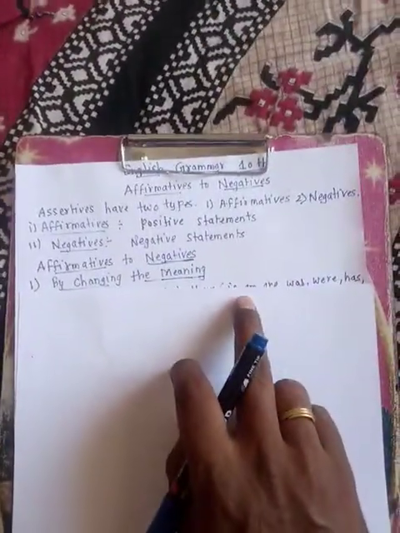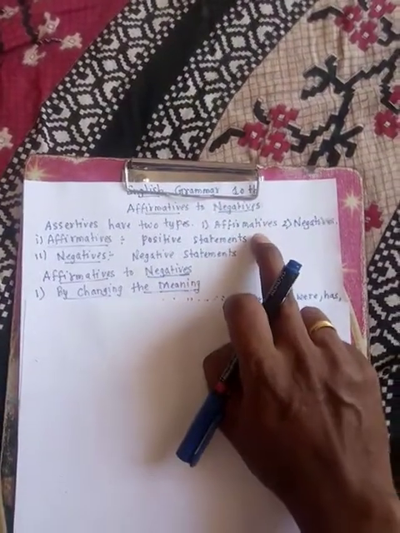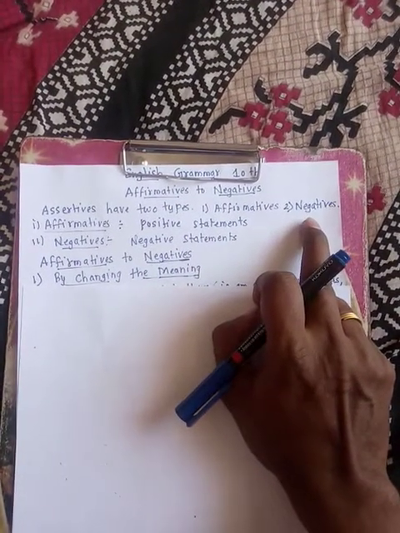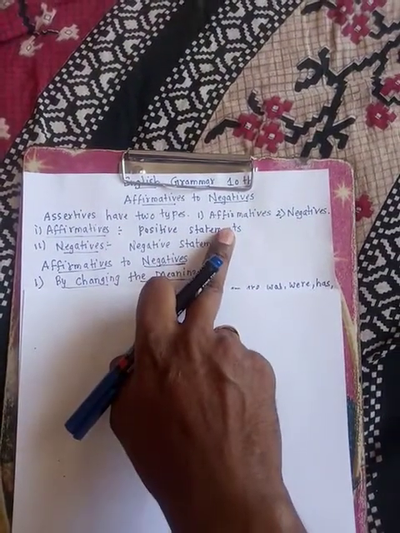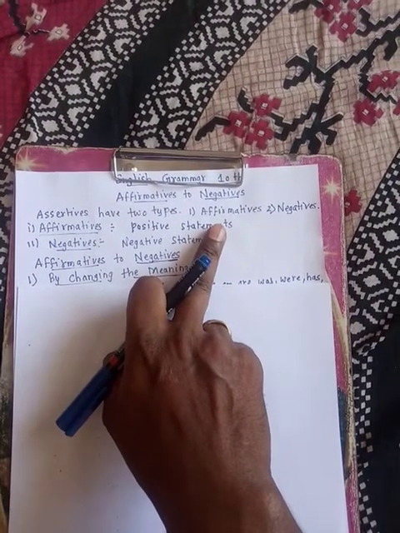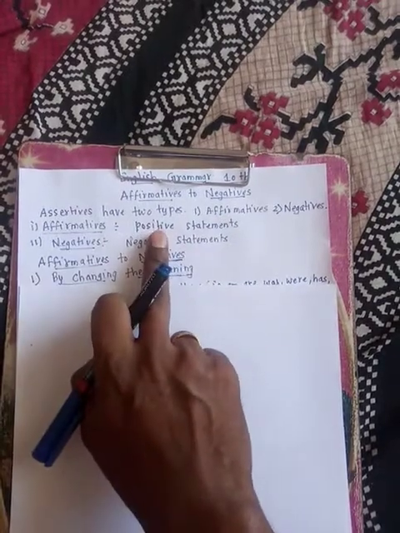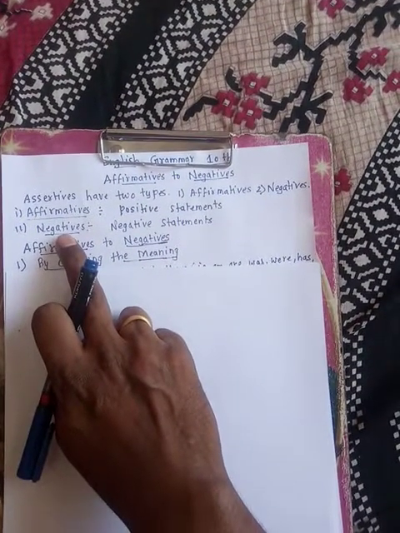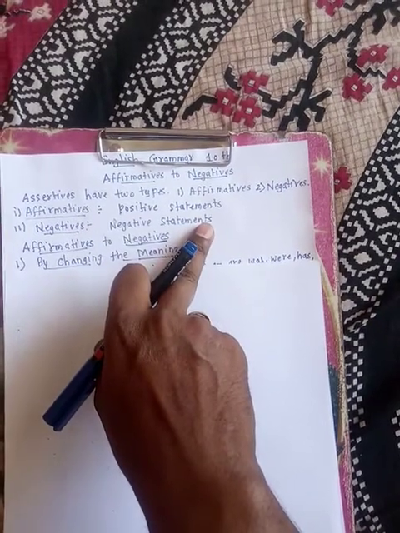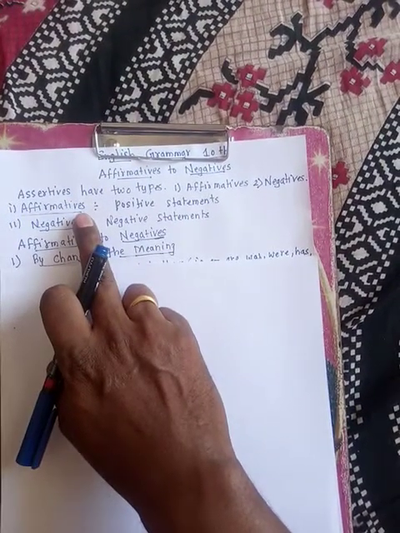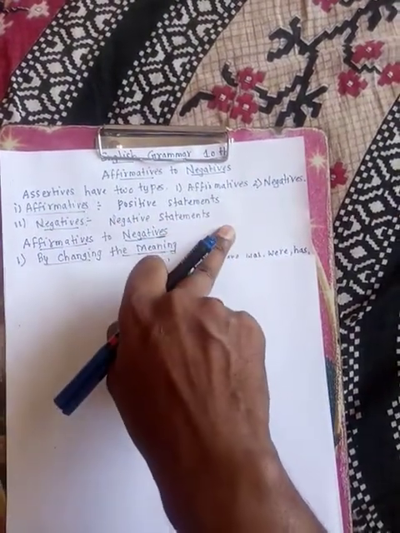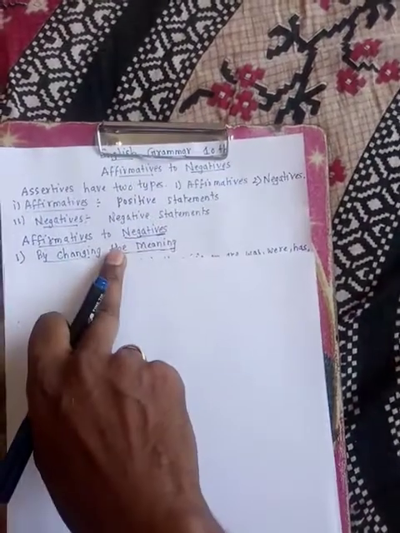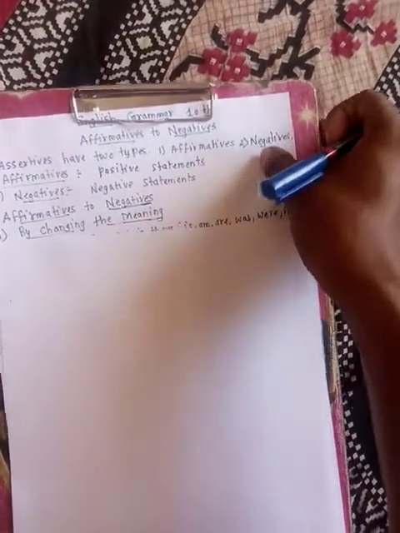You know that assertives are of two types. Statements, there are two types: affirmative sentences, negative sentences. Now, what are affirmatives? Statements which are positive ones. Those are called affirmatives. For example, he has work. That is a positive statement. And negative, when you add not to it, it becomes a negative statement, meaning he doesn't have any work. So affirmatives means without no, not, never, and negatives means with no, not, never. Both are statements. So today we'll see how to convert affirmatives to negatives.